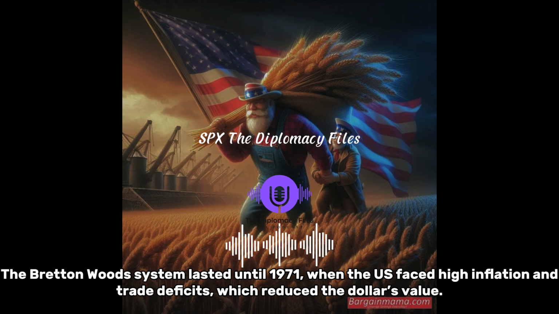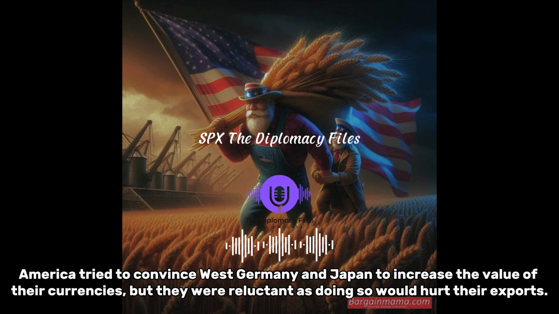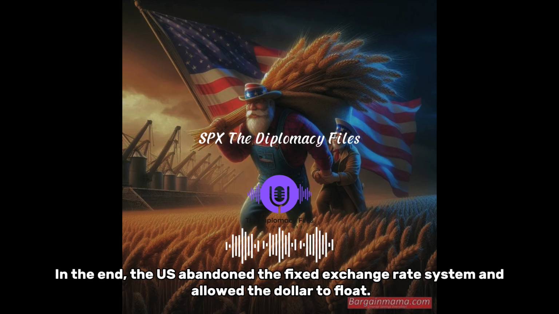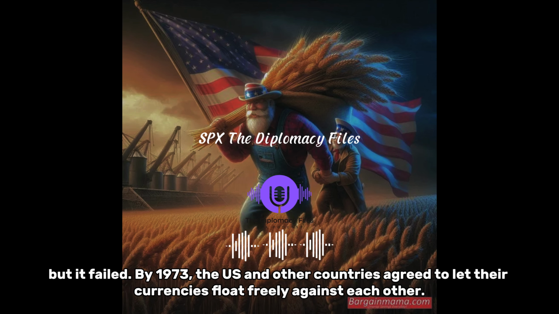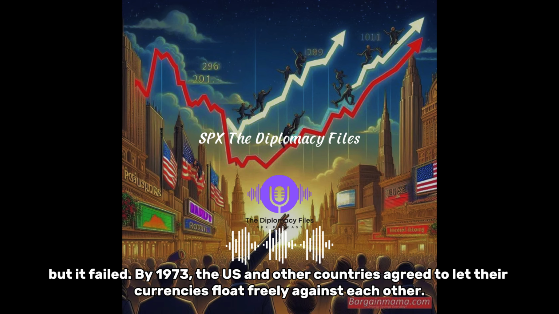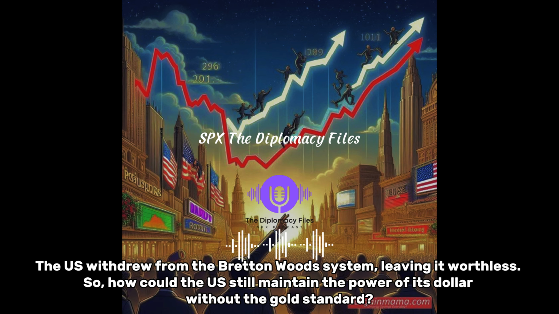The Bretton Woods system lasted until 1971, when the US faced high inflation and trade deficits, which reduced the dollar's value. America tried to convince West Germany and Japan to increase the value of their currencies, but they were reluctant as doing so would hurt their exports. In the end, the US abandoned the fixed exchange rate system and allowed the dollar to float. The dollar dropped in value, and the world leaders tried to restore the Bretton Woods system with the Smithsonian Agreement of 1971, but it failed. By 1973, the US and other countries agreed to let their currencies float freely against each other. The US withdrew from the Bretton Woods system, leaving it worthless.